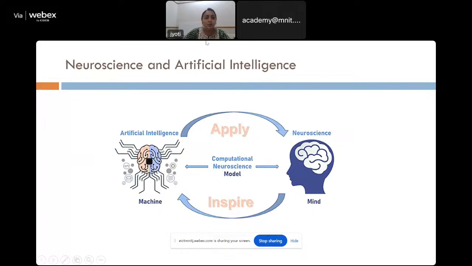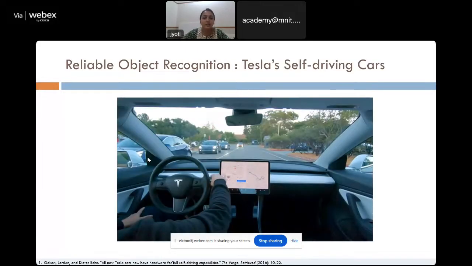So basically, neuroscience and artificial intelligence are connected to each other. We make artificially intelligent models inspired by the human brain, and again we use ANN or artificially intelligent models or algorithms to understand the human brain. So this is just a two-way cycle. So we can see an example.